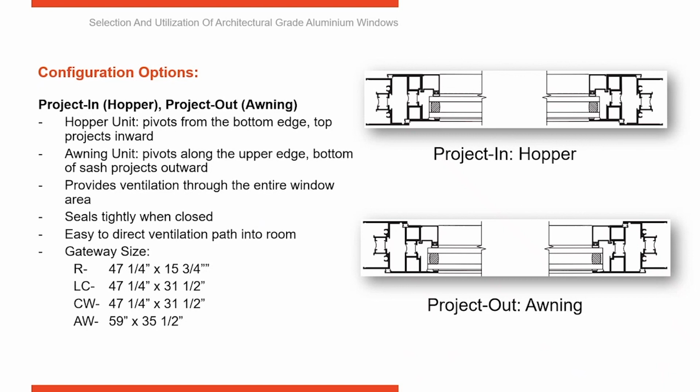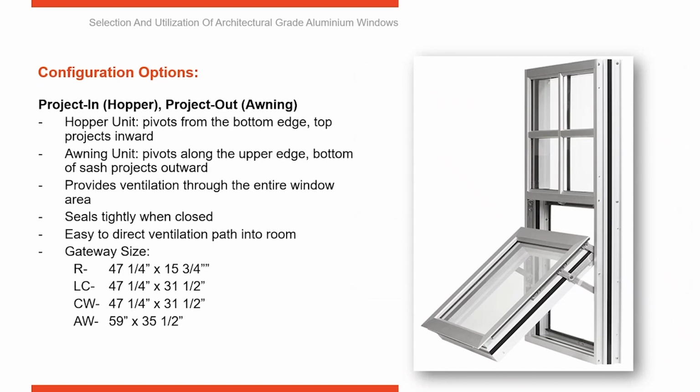Here's an example of an awning. You can see how the bottom of the sash is projected outward. And with 4-bar friction hardware, it kind of pivots the window because the head drops down a little bit, but you can see the bottom projects outward. So that is a typical project out awning type window.